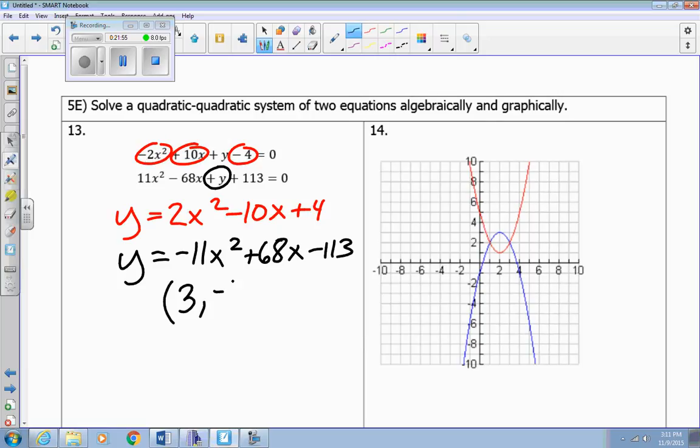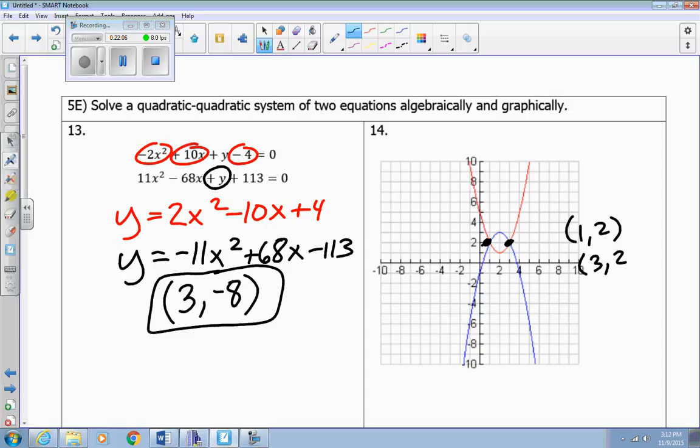Over on number 14, you have 1, 2, and 3, 2. Those are my 2 points, 2 intersections. That will conclude your review.